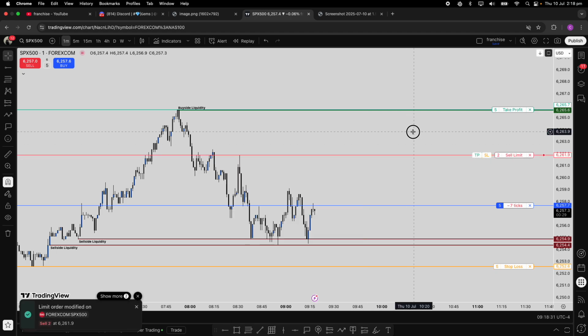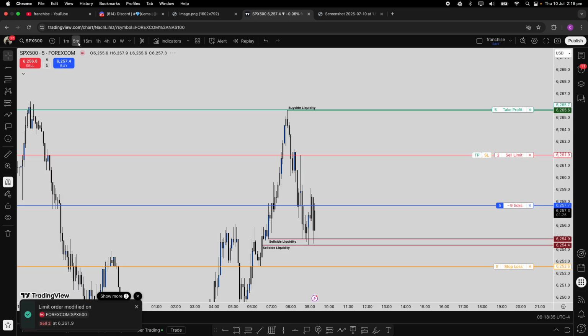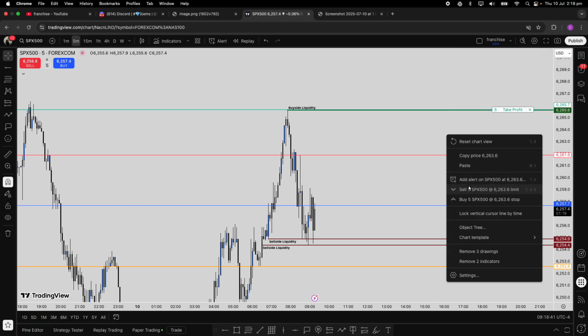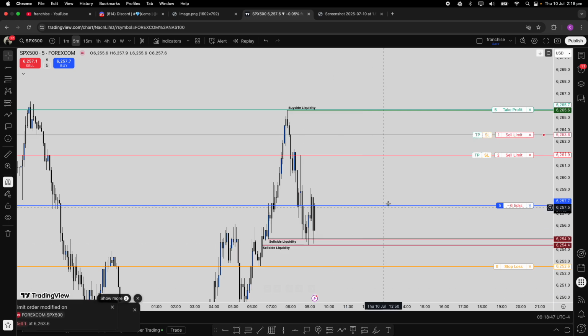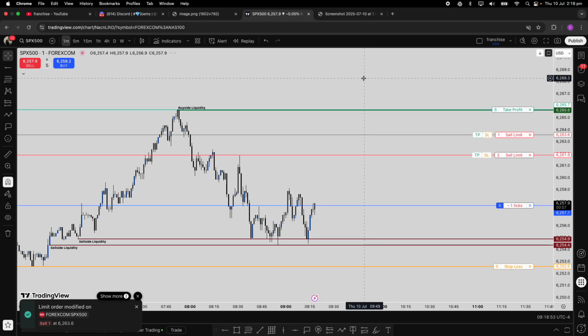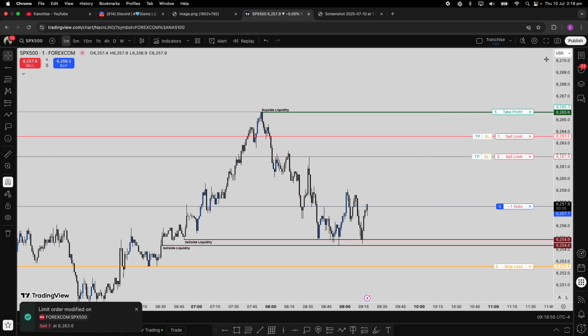Probably just take 2, this prominent high. Take 1. Take 1 here, and the rest go. But yeah, we'll see how this plays out.